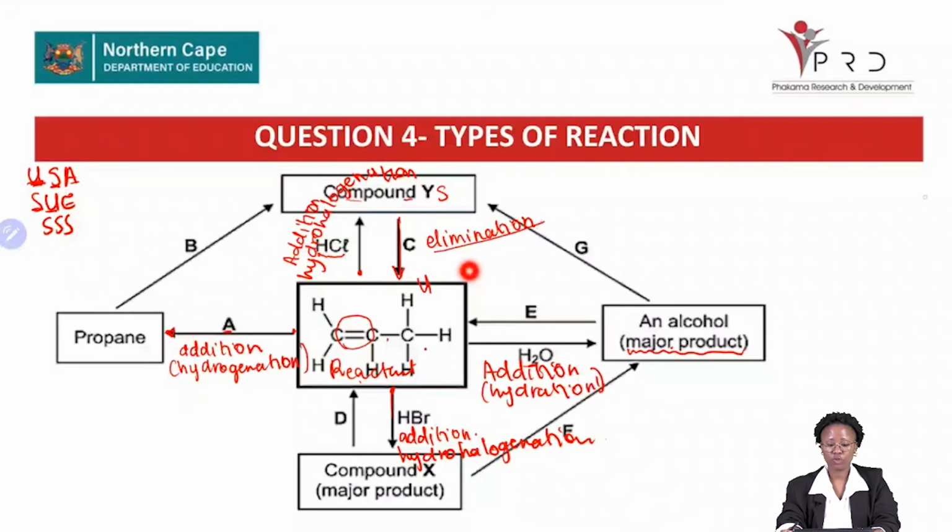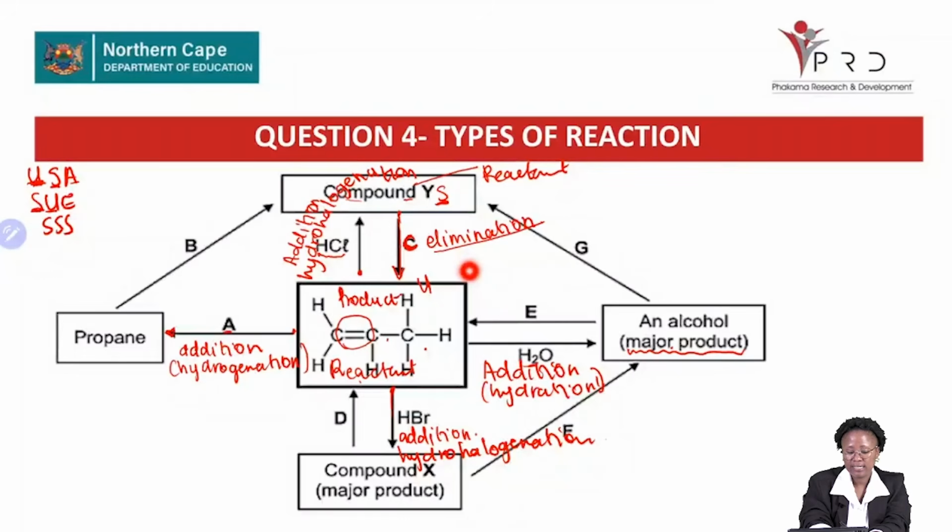All right, now that we have exhausted all the addition types of reactions, now we are going to look at all the arrows that are facing towards prop-1-ene, okay, this alkene, which is propene. Now we said that we're going to start with C. C, that means that the arrow starts from compound Y to propene. That makes compound Y a saturated reactant. It makes compound Y a reactant. Okay, then now this becomes a what? A product. This now becomes a product. Now the reactant is saturated. The product is unsaturated. The type of reaction is elimination, as I said.